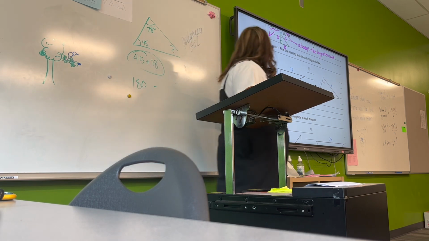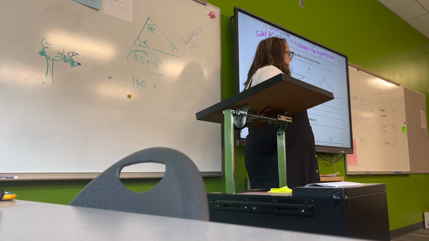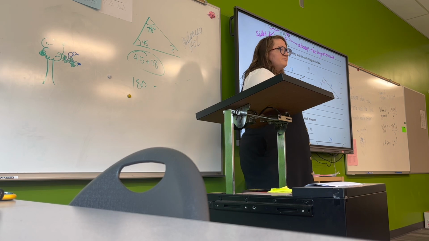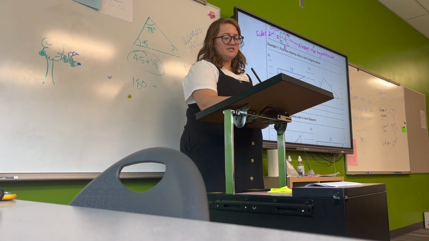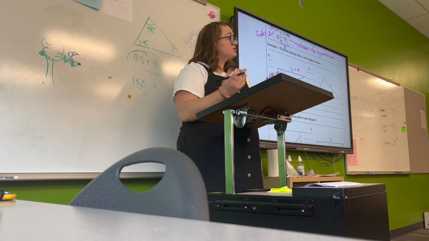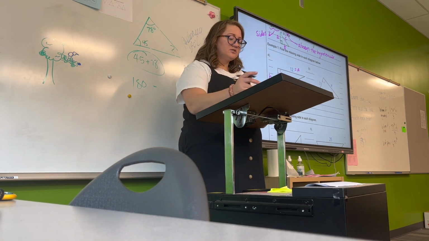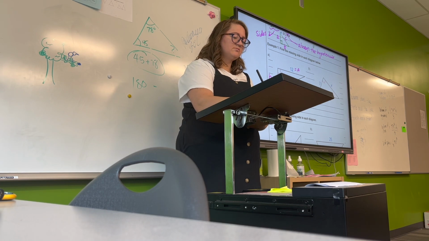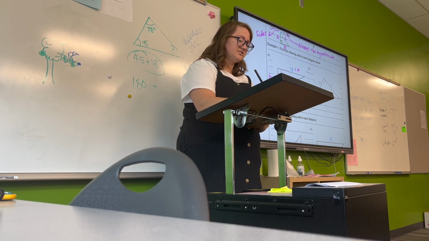Now, does it matter which one A and B is? No, it doesn't because we're adding. So I'm just going to label this A and this B. Now I'm just going to plug it into the formula. So I have A squared plus B squared equals C squared.